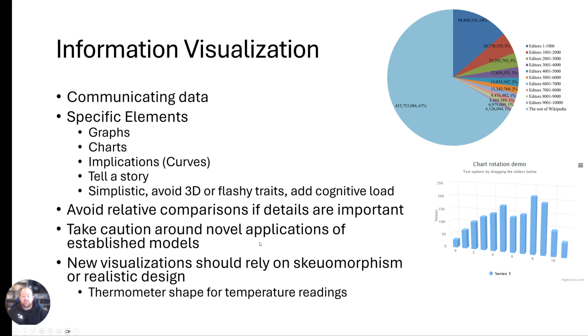You want to take caution around novel applications of established models. Again, if somebody sees a bar chart, there's an expectation of what you're communicating. Don't get clever. New visualizations should rely on skeuomorphism or realistic design. We see this with, for example, having your thermometer readout on your HCI be an actual thermometer shape. We do those things to reinforce whatever we're showing. But yeah, that's kind of the big details.